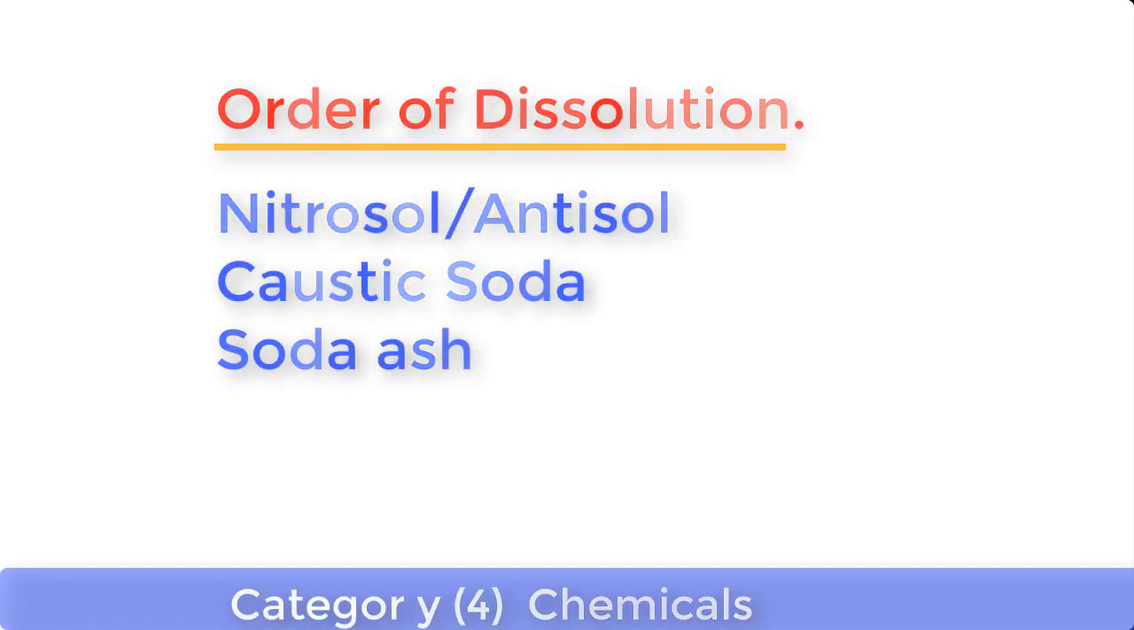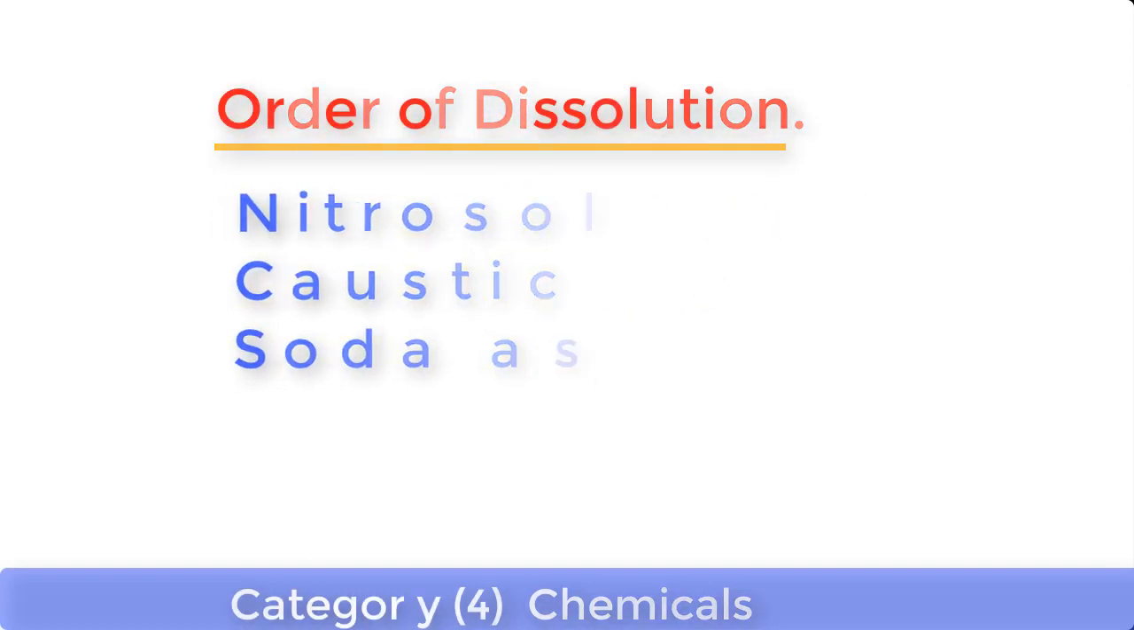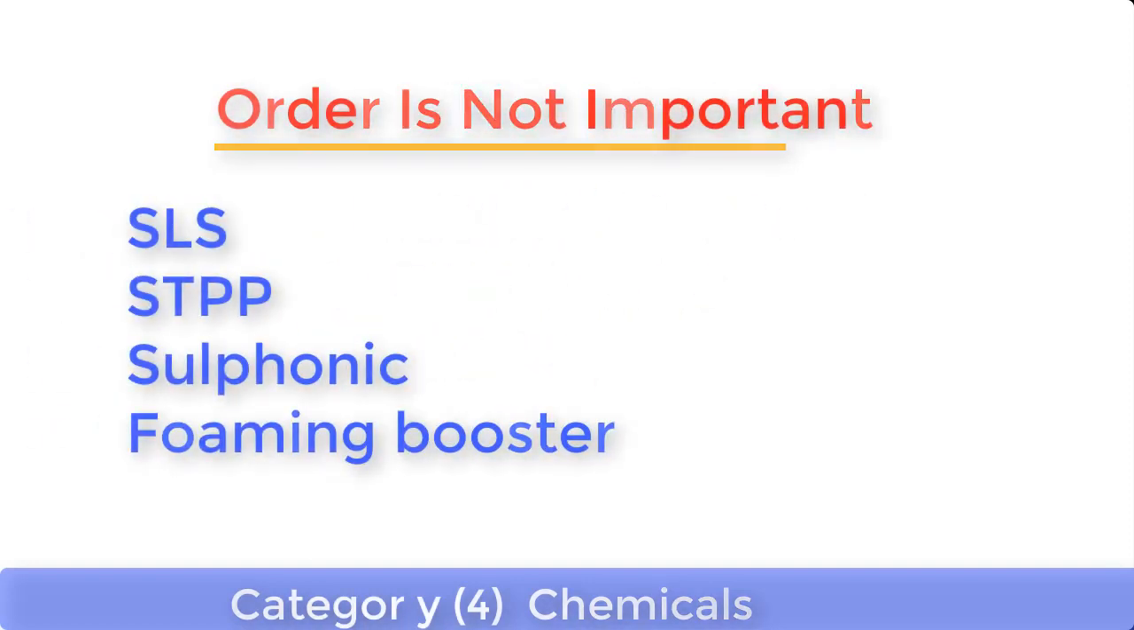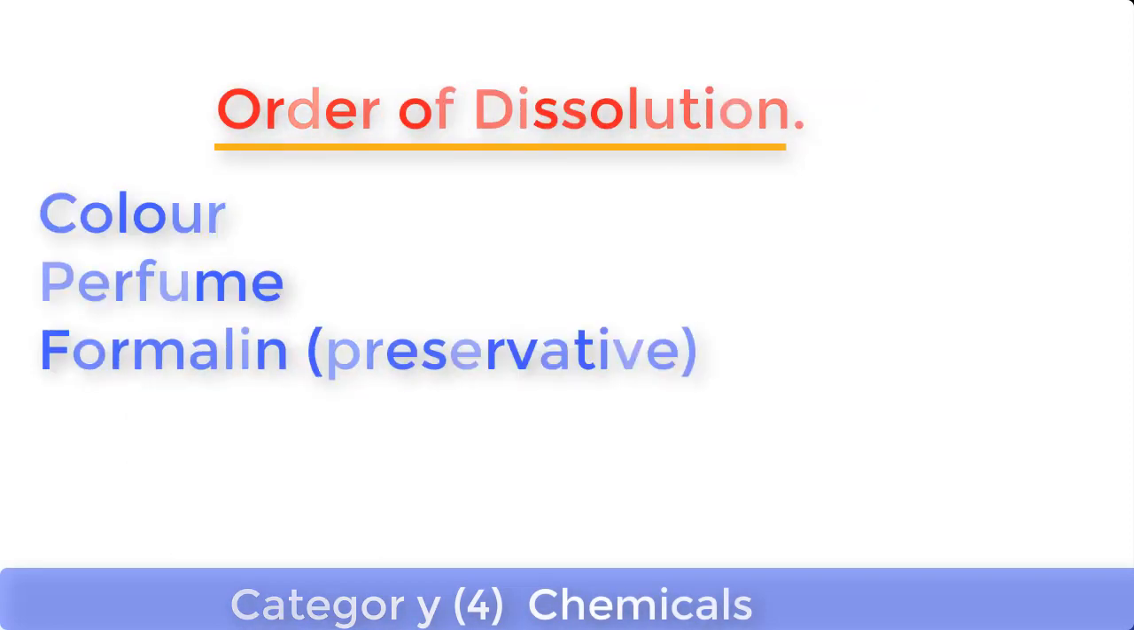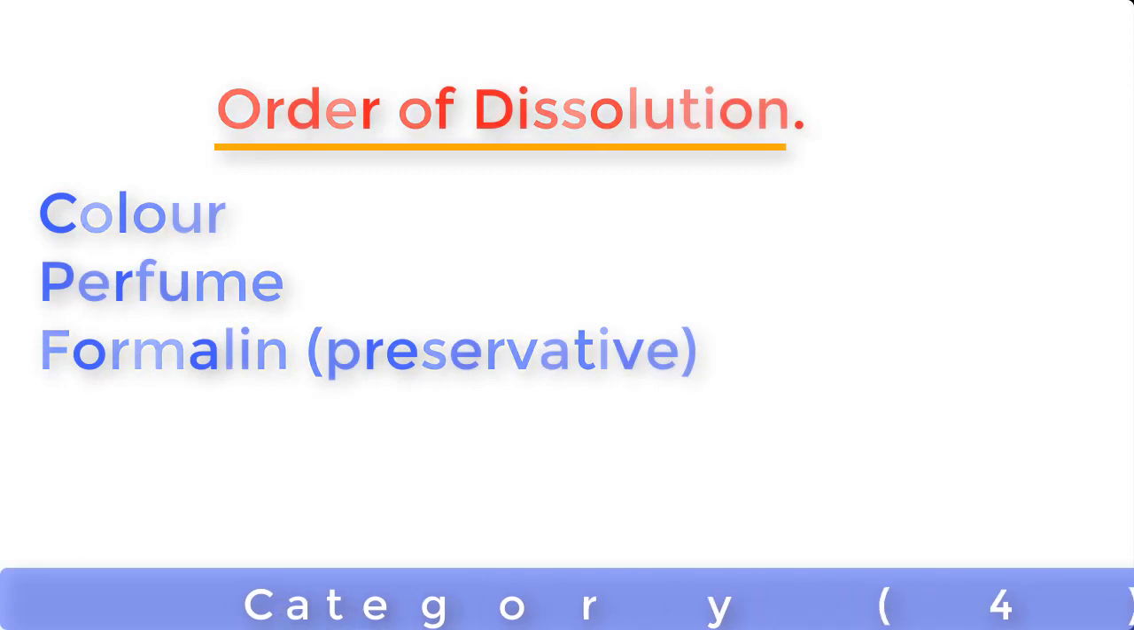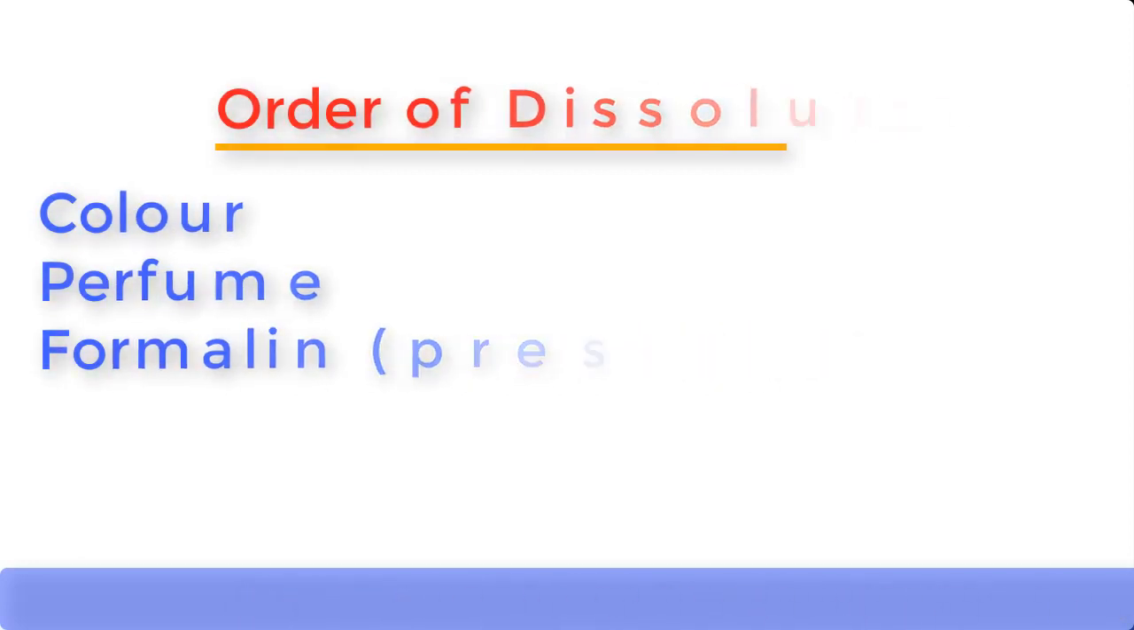You can start with any one and end with any one: SLS or Texapon, STPP, sulfonic, foaming booster, and the fifth chemical is color, the sixth chemical is perfume, and the seventh chemical is formalin. Just like I said earlier, formalin here is used as preservative.